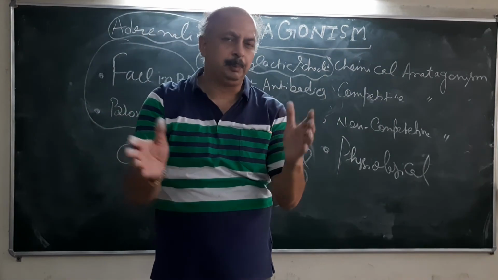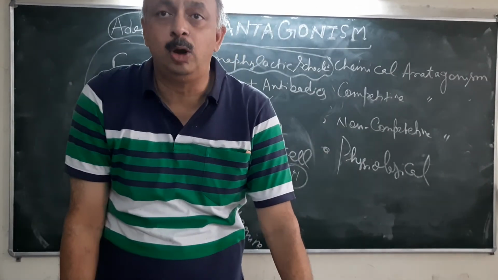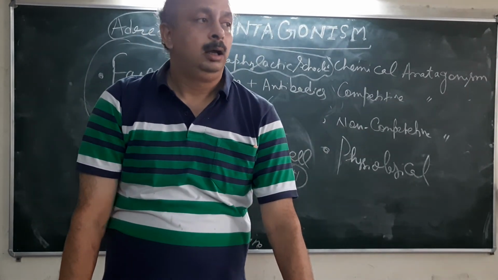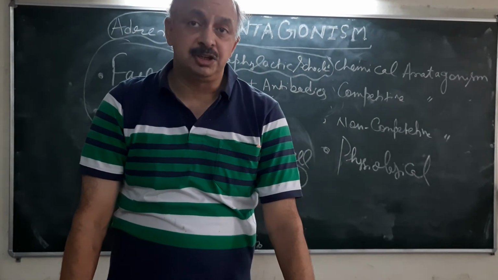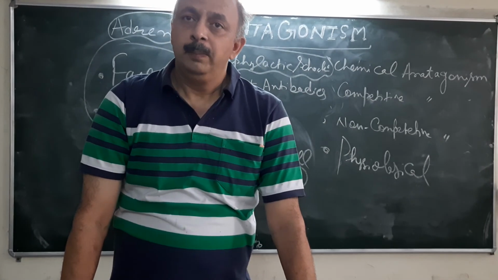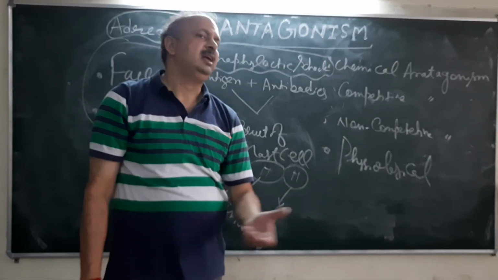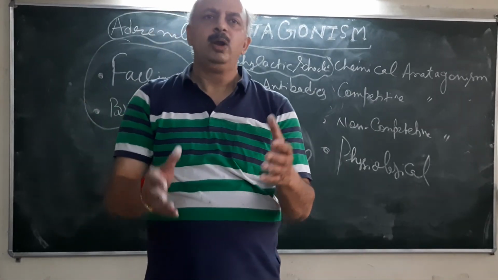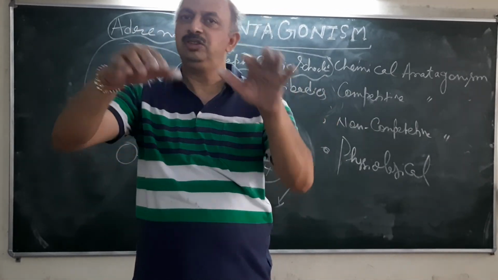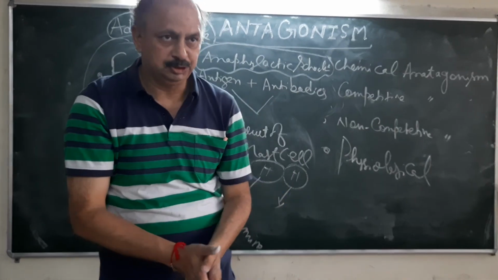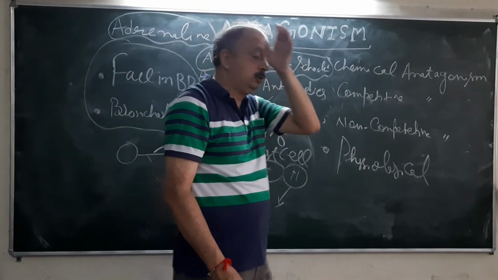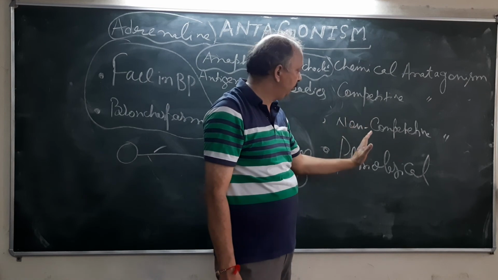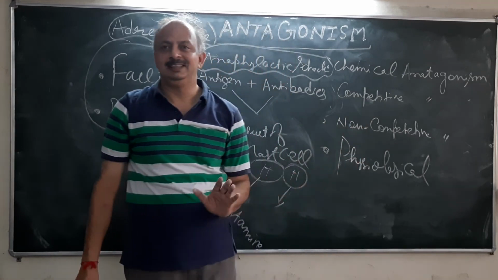So once again I repeat, I finished this topic, antagonism. I have completed this in 2 lectures. First, what is antagonism? Antagonism means when two drugs act on the same physiological system but show opposite effects. The different types of antagonism are chemical antagonism, competitive, non-competitive, and physiological.